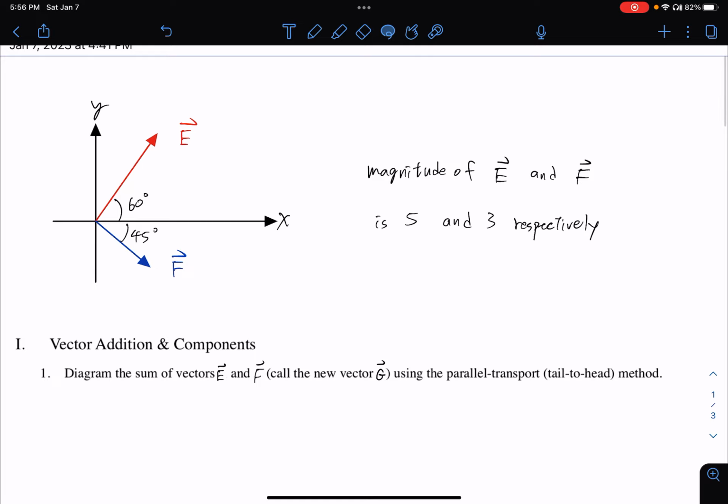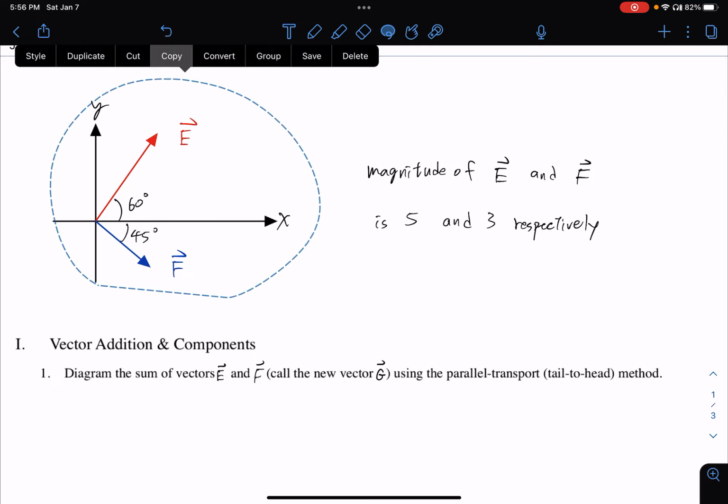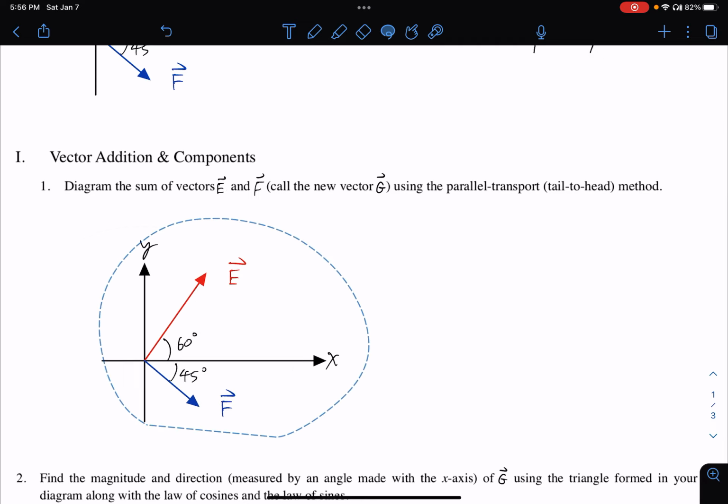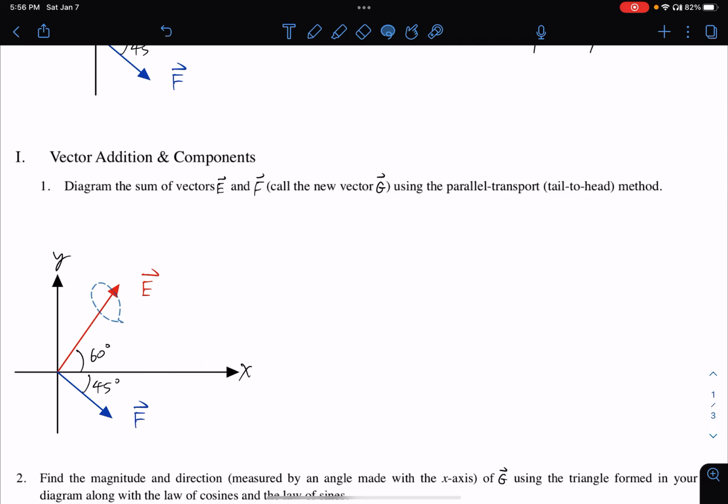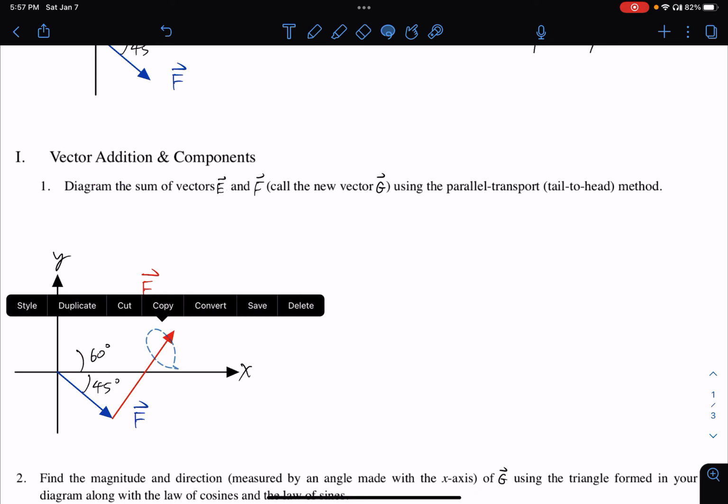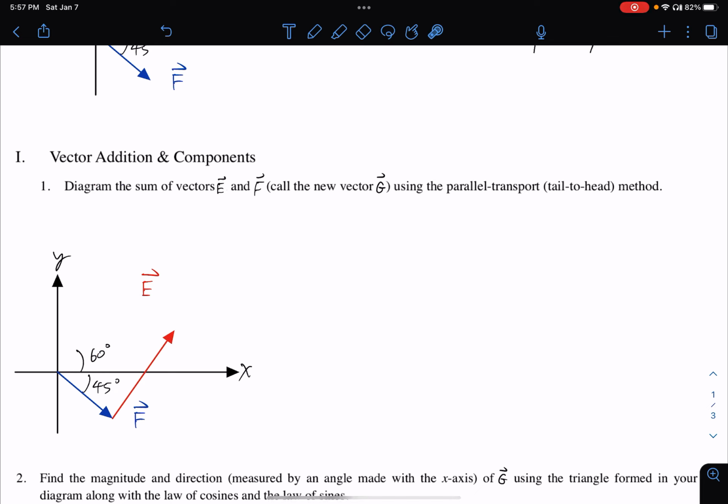Using parallel transport means that we want to move one of the vectors parallelly, meaning we should keep the direction and magnitude unchanged, until the tail of this vector touches the head of the other vector. So now we can draw a new vector starting from the tail of F to the head of E. This will be our new vector G.